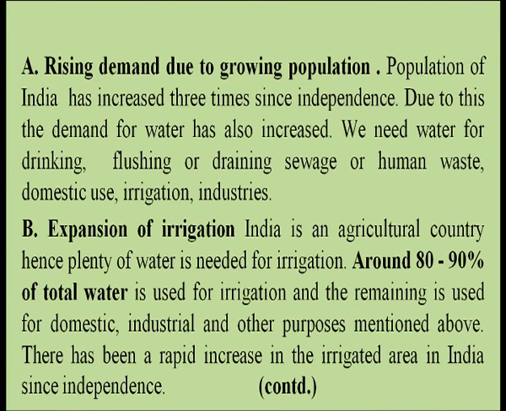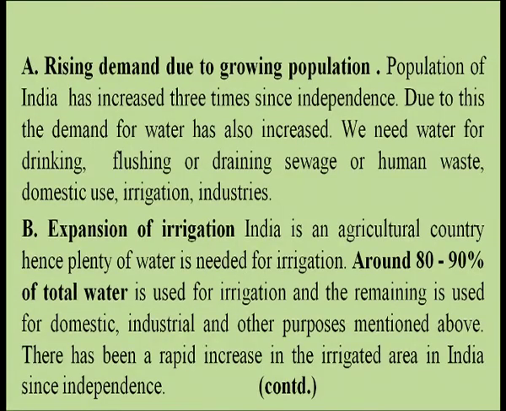We need water for drinking, flushing our waste, and for domestic use as well as for irrigation and industries. Second, expansion of irrigation. India is an agricultural country, hence plenty of water is needed for irrigation. Around 80 to 90% of the total water is used for irrigation and the remaining is used for domestic, industrial and other purposes. There has been a rapid increase in the irrigated area in India since independence.